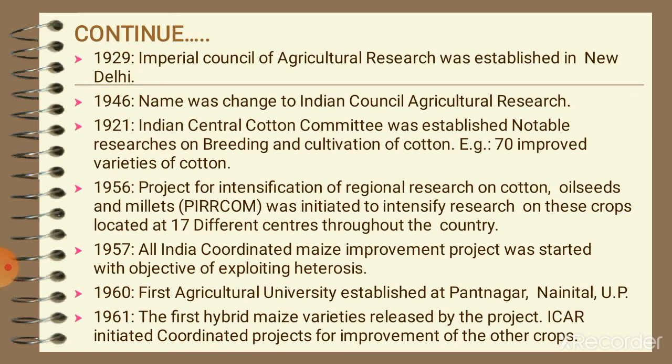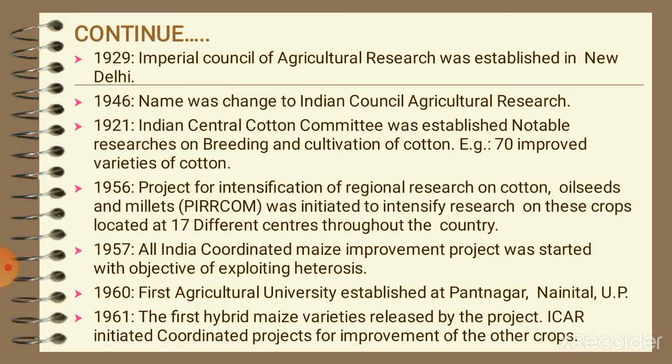In 1929, the Imperial Council of Agricultural Research was established in New Delhi. In 1946, the name of this institute was again changed to Indian Council of Agricultural Research. In 1921, the Indian Central Cotton Committee was established. Notable research on breeding and cultivation of cotton was carried out under this committee, and nearly 70 improved varieties of cotton were released in this period.